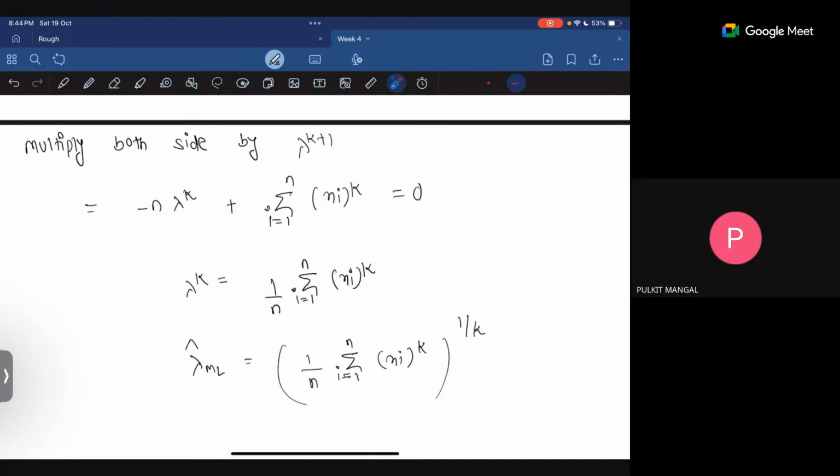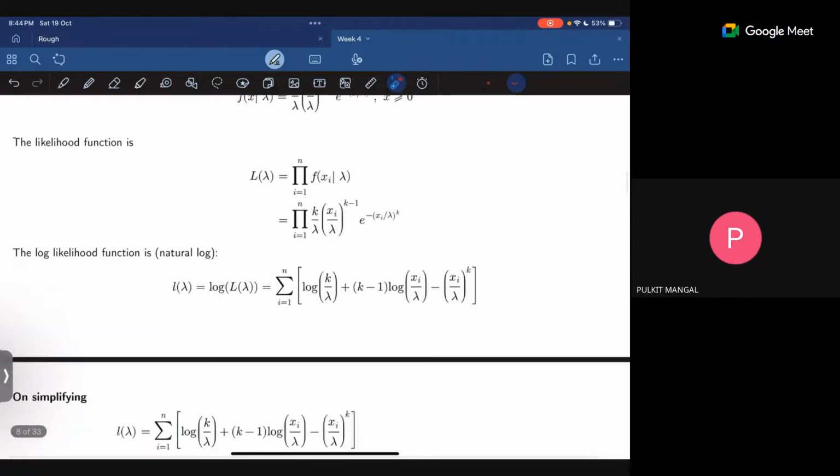Okay, anybody has any doubt in this? Okay, sir, it's clear. Good. So this is the solution.